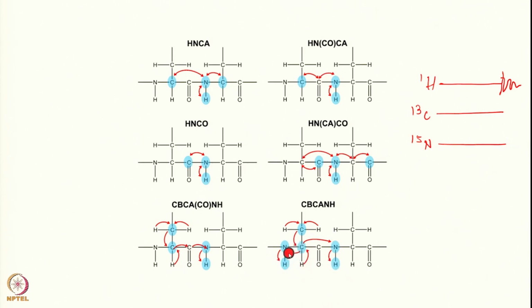They will establish correlations within the same amino acid residue up to the C beta carbons, but you see this experiment will also establish a sequential correlation, because it has the two amide protons involved here of two consecutive residues. This is one residue here and this is the next residue here. So therefore you will establish correlations not only within the same amino acid residue but from one amino acid residue to another.